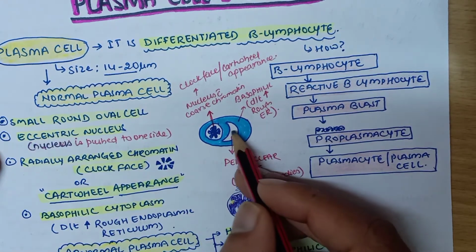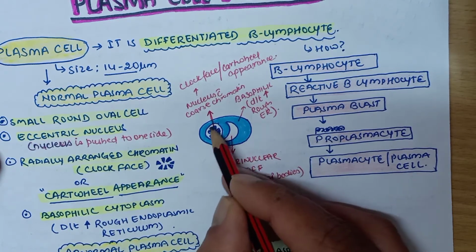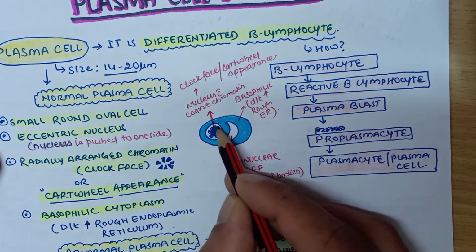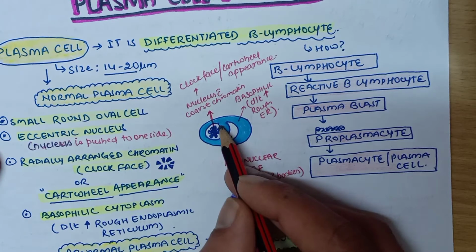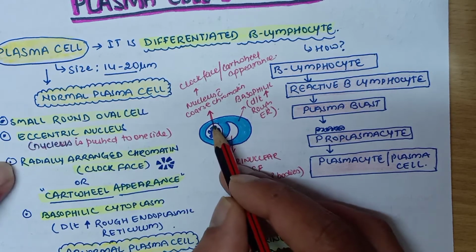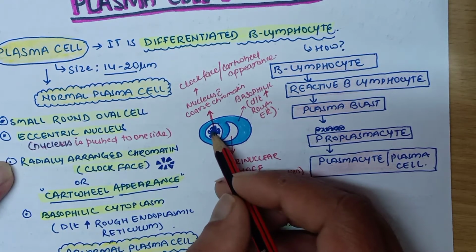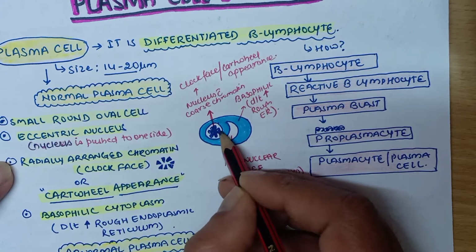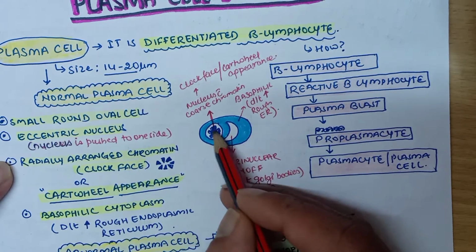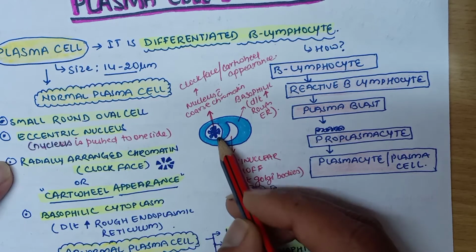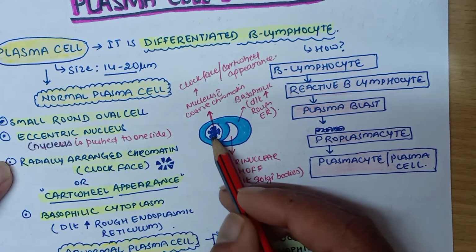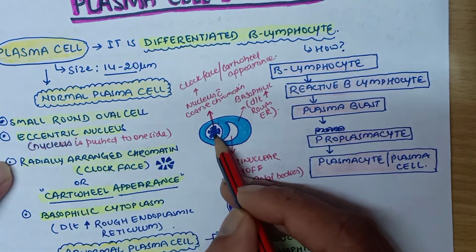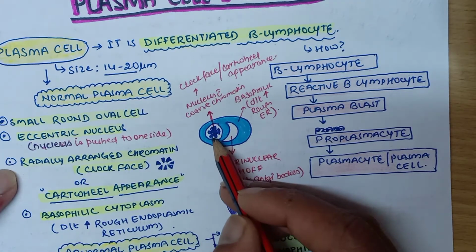It has an eccentric nucleus. So the nucleus is pushed to one side, and inside the nucleus you will see radially arranged chromatin fibers, which look like a clock face, or give a cartwheel appearance.